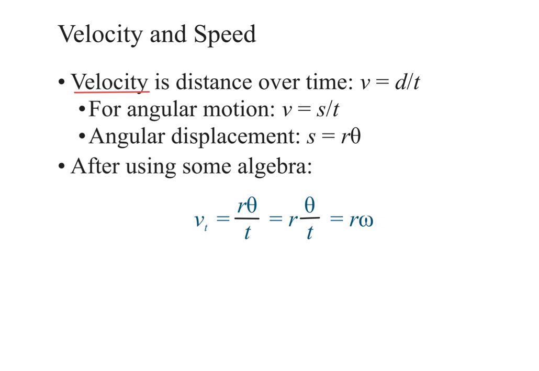Velocity and speed. So velocity is the distance over time. For angular motion, we have that velocity is s over t. We could replace it. Angular displacement is r times theta. So if we already know our angular movement, this is saying all you have to do is take it. Remember what was omega? So they've just kind of gone through the process.